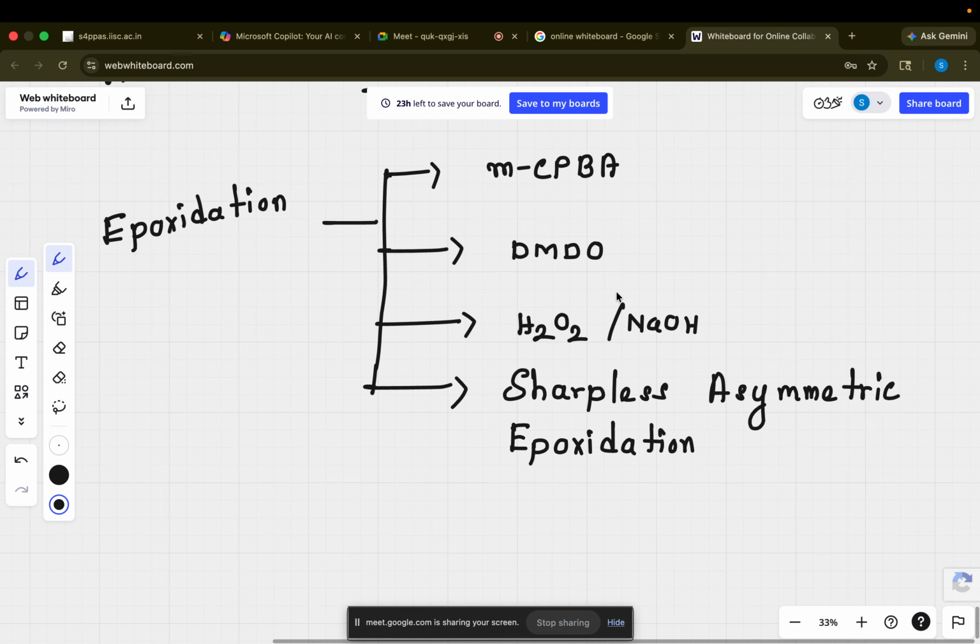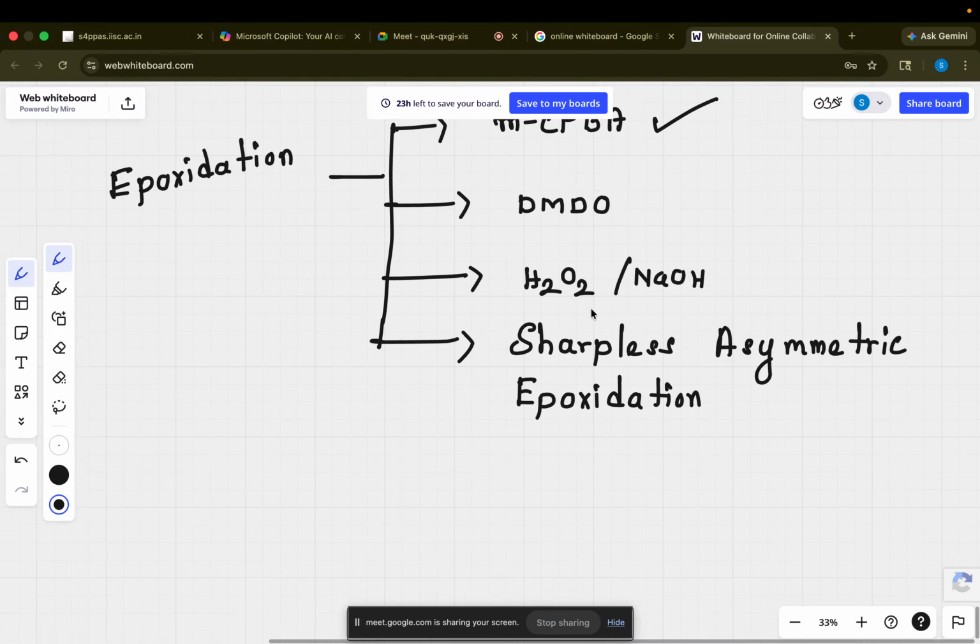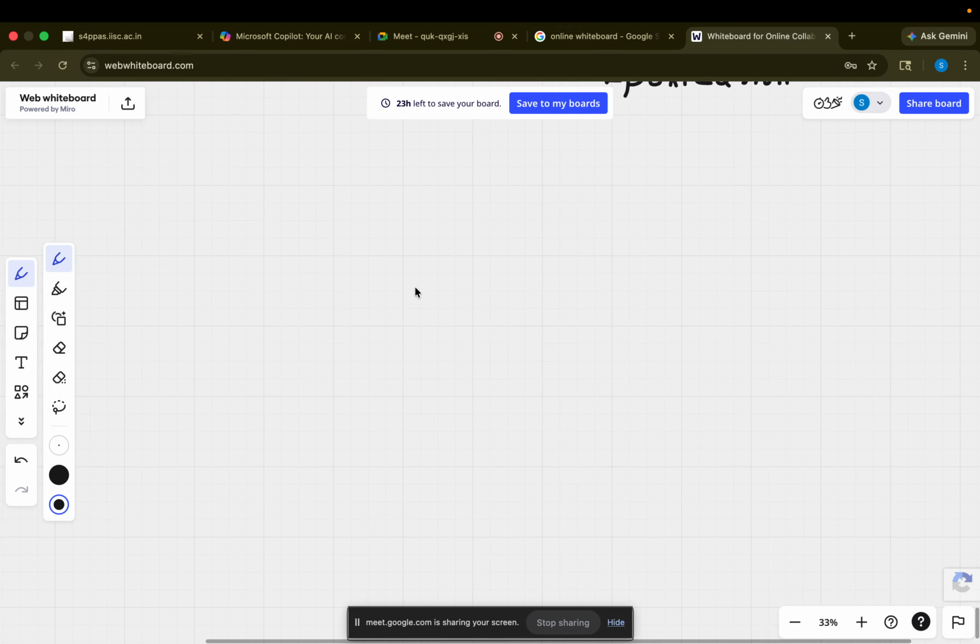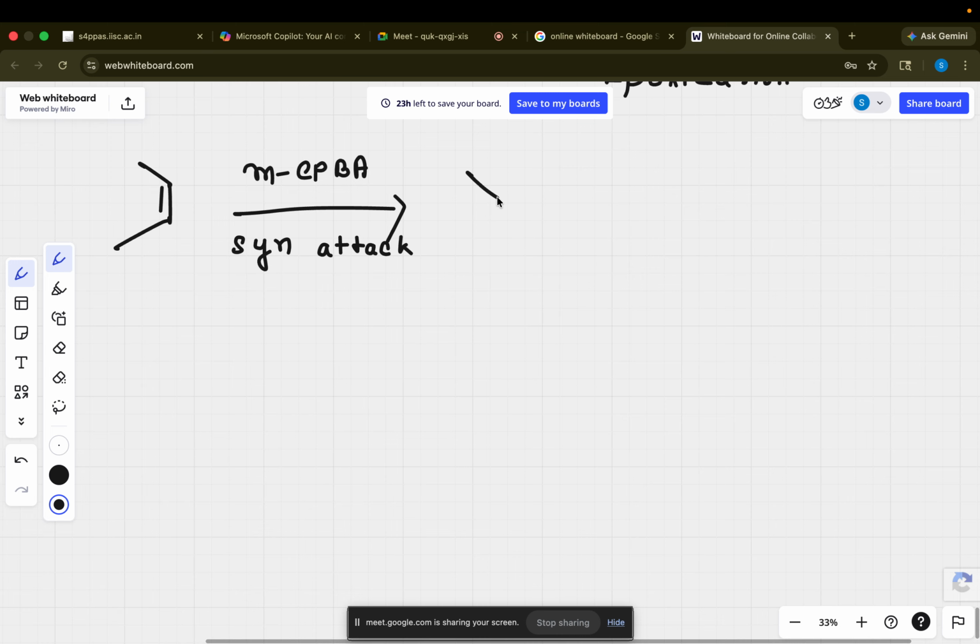Clear? Yes, sir. First of all, we will discuss only mCPBA, because today we will not be able to discuss all the things. So the first thing is, if you have this kind of double bond and you have mCPBA, what will attack? Here also you will get syn attack or syn addition. So that means you will get a product like this.